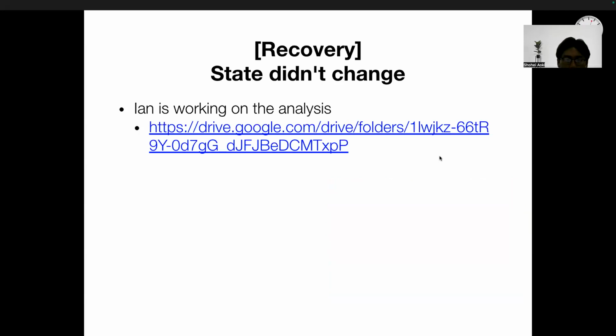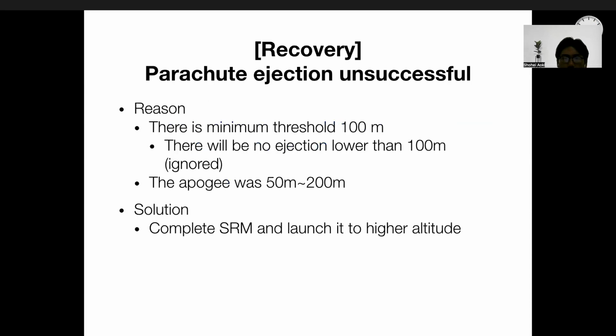Then the recovery system, the state didn't change. So I think Ian is going to report the reason why it didn't change state. The parachute ejection was unsuccessful because the rocket didn't go as expected. Our expected launch altitude was about 1.6 kilometers.